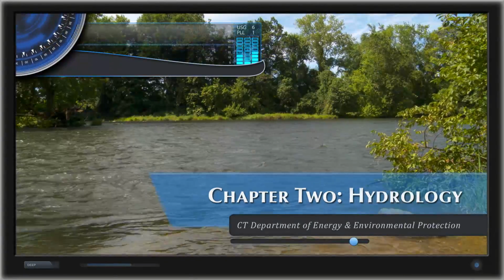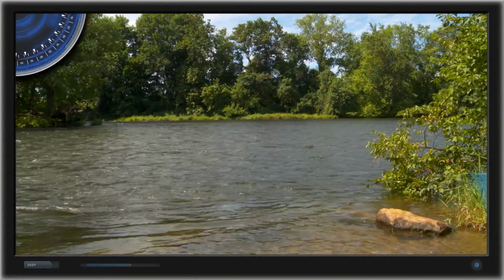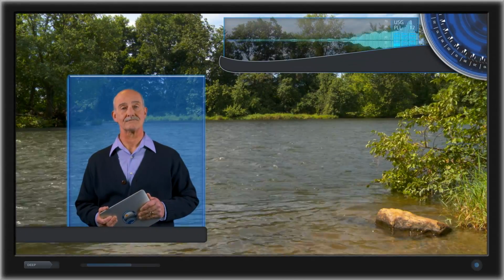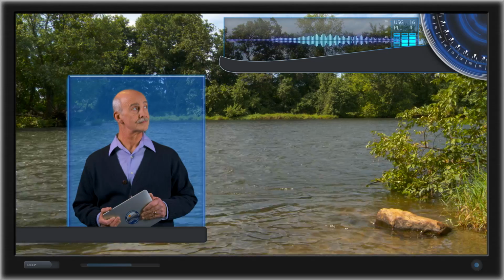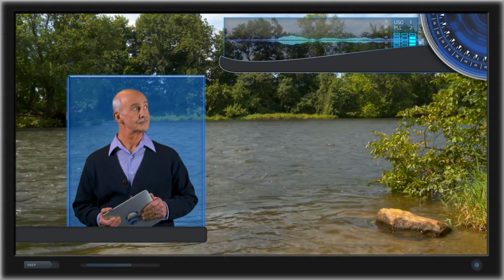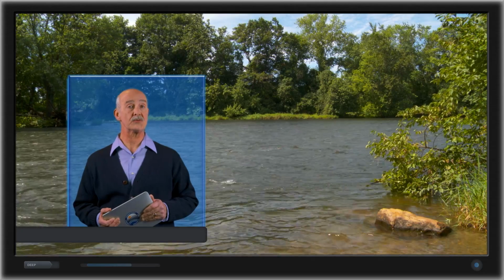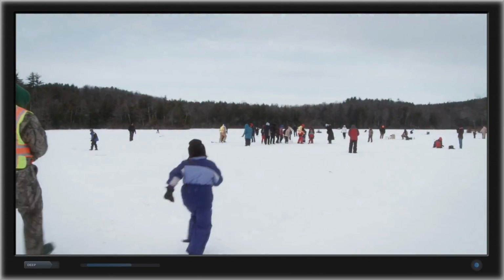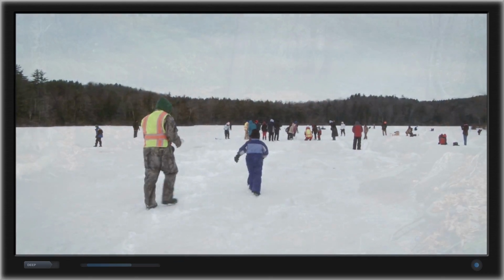Chapter 2, Hydrology. Let's begin with a fundamental component of life, water. Can't get more basic than that. Okay, Brainiac, where does water come from? Well, most people would say from the sky in the form of rain or snow or sleet. That's only part of the answer.